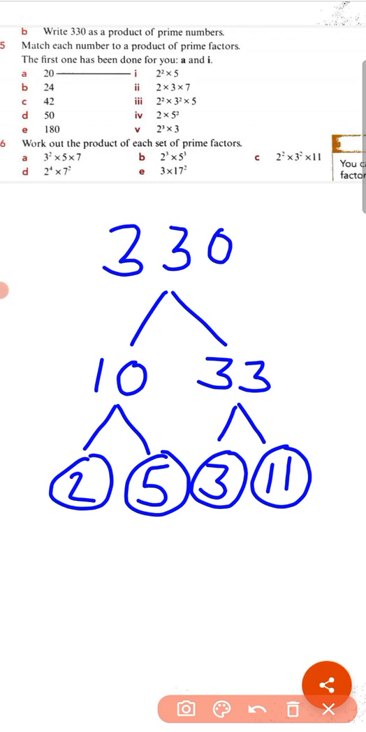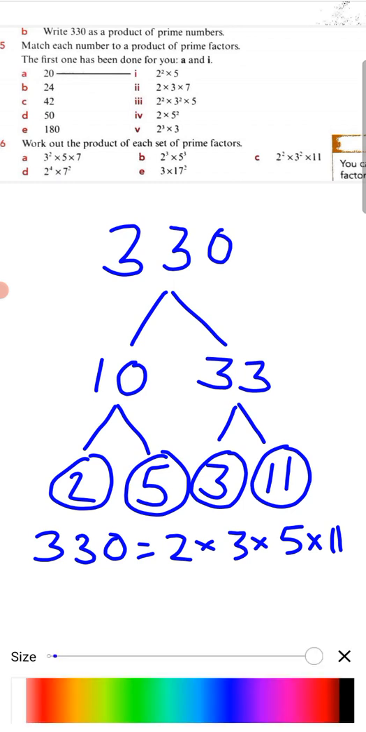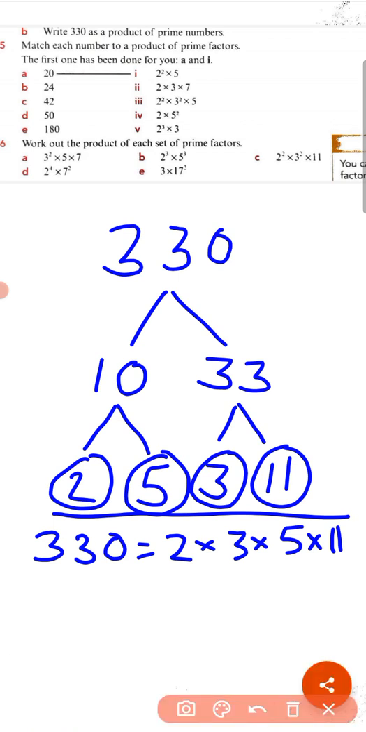So we can write 330 as 2 into, write in ascending order, 3 into 5 into 11. Okay. So first split 330 as 10 into 33. Then split 10 as 2 into 5 and 33 as 3 into 11. At the end of this last branch, the numbers are prime numbers. Okay. So we can stop our work.